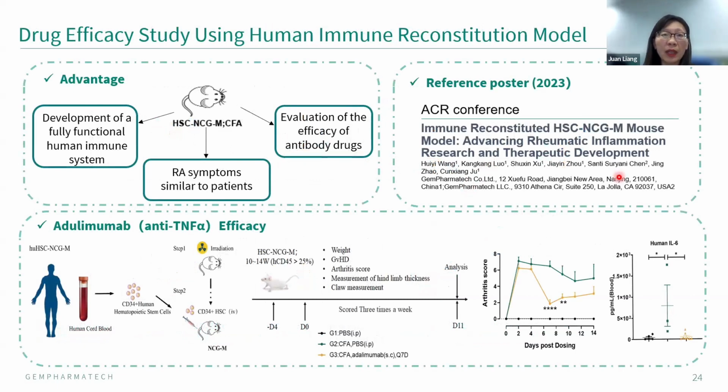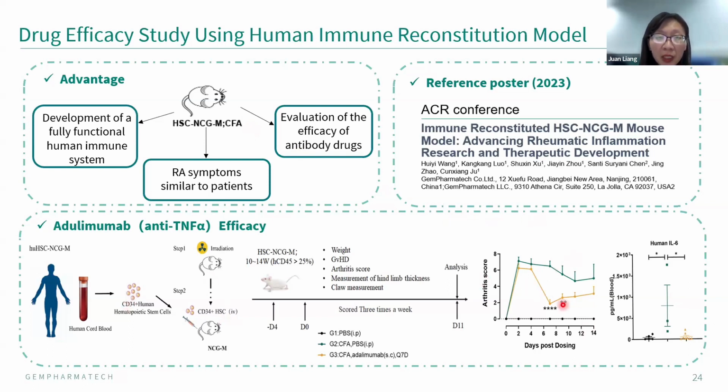So this human immunoreconstitution model could be used to generate the arthritis model. This model could develop fully functional human immune systems, and it could also show RA syndrome that is very similar to clinical patients. In this model, we could evaluate FDA-approved drugs, and the model also responds to the drug treatment, which is very similar to the response that has been observed in clinical patients.